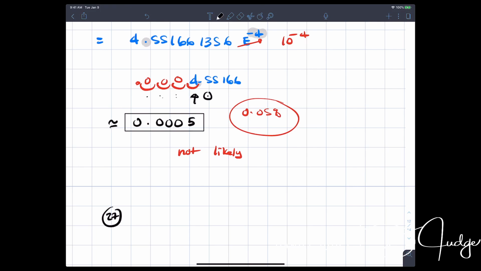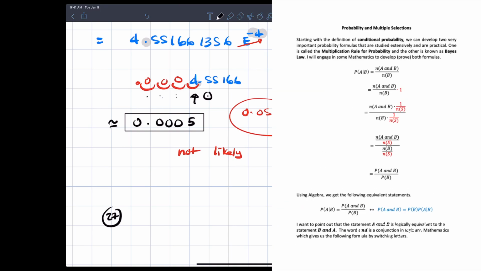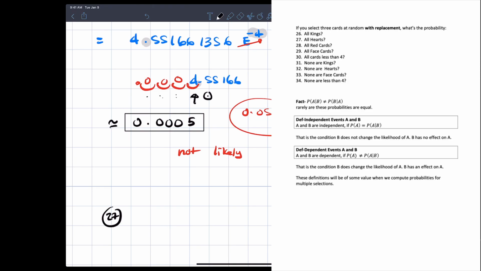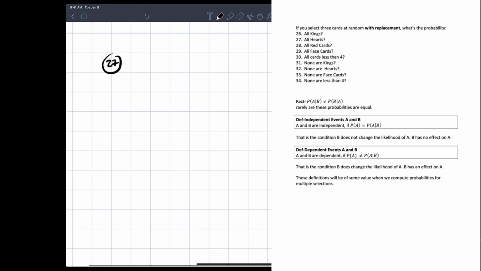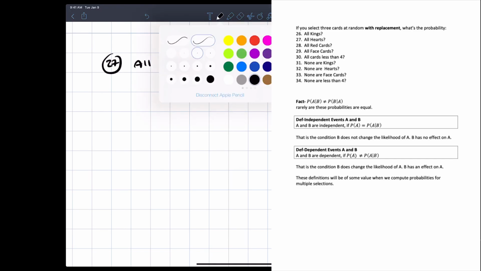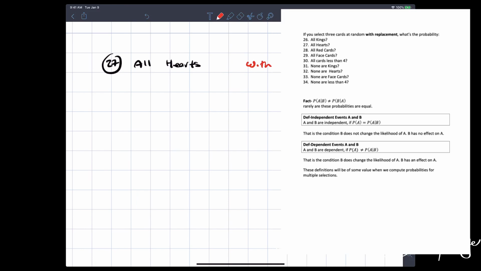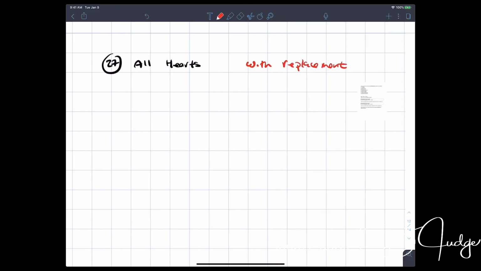So I think I have it here. Probability, multiple selections. Let me leave it up here. All right. And let's go to the last page, page 5. I want you guys to note 27. All hearts. With replacement. Okay. And we're selecting 3 again. So remember that. We're doing that one at a time.